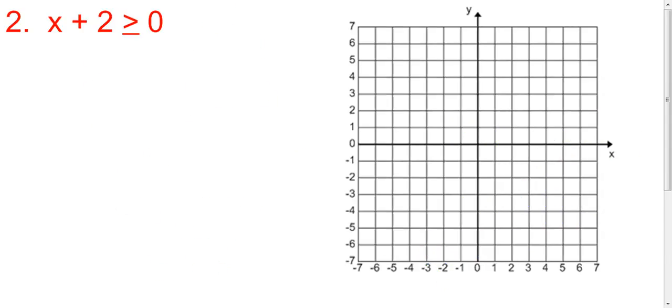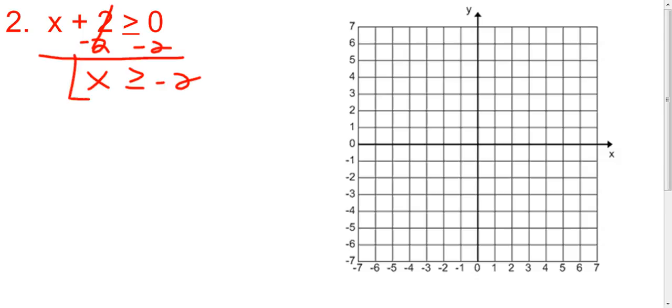Okay, here's another one. This is a special kind of line. It only has an x in it, not an x and a y, but it is a line. I can subtract 2, and I do not need to switch the direction of the inequality when I subtract, only when I multiply or divide by a negative. So this is what my line should come out to look like.